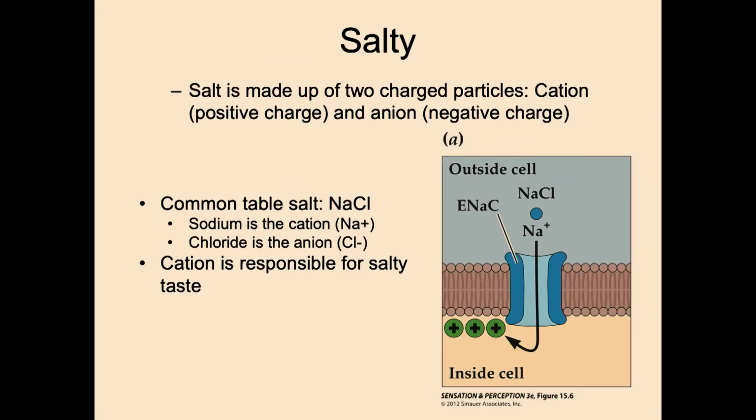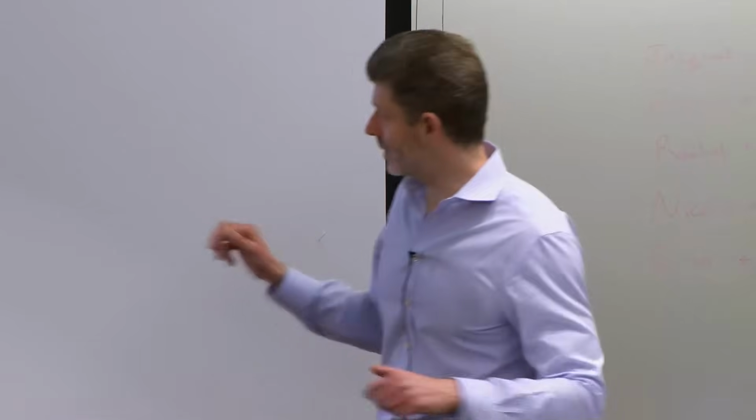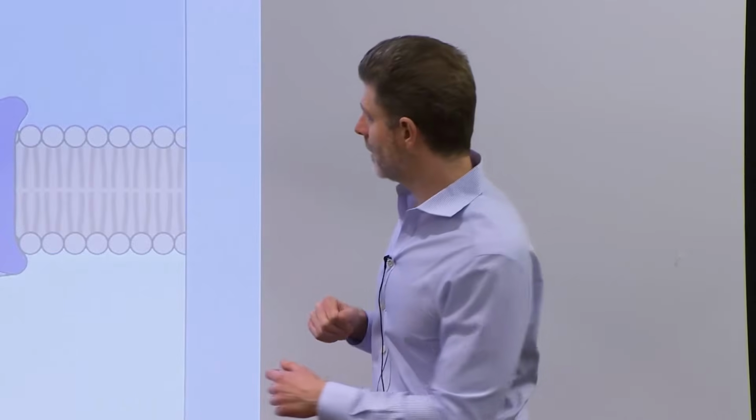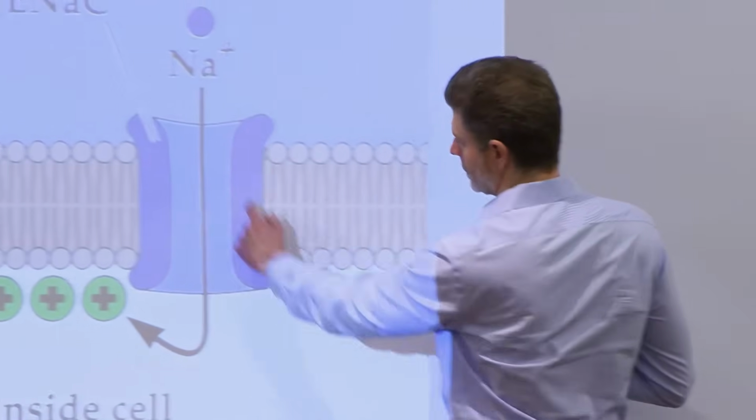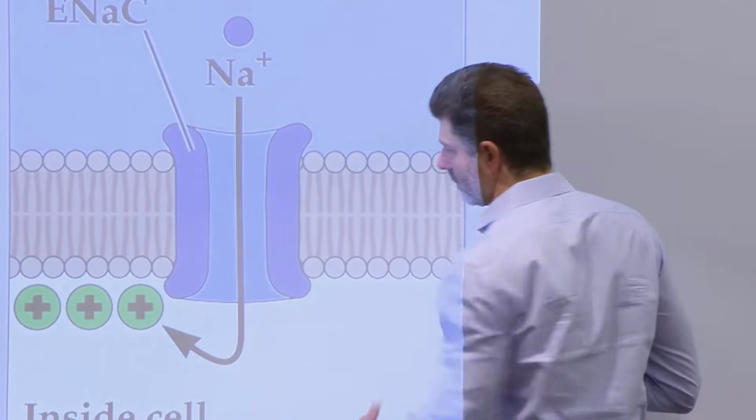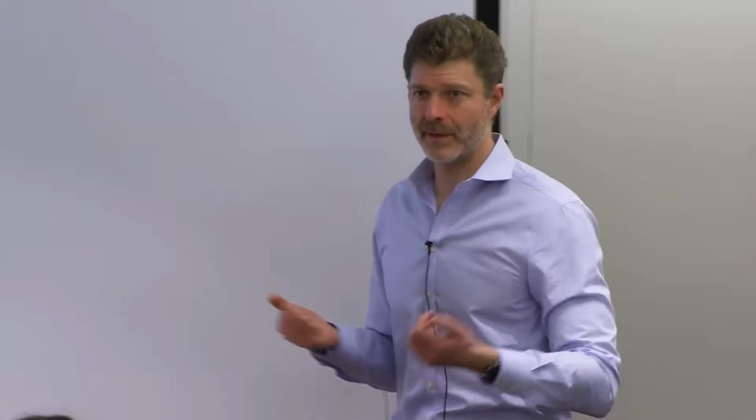So salt is made up of two charged particles, a cation with a positive charge and an anion with a negative charge. So here are some examples. Common table salt is sodium chloride. Sodium is the cation, chloride is the anion. And the cation is the part that's responsible for the salty taste. So you eat some salt, and the sodium passes through an ion channel. You get enough of this inside the cell, there's a change in the membrane potential.